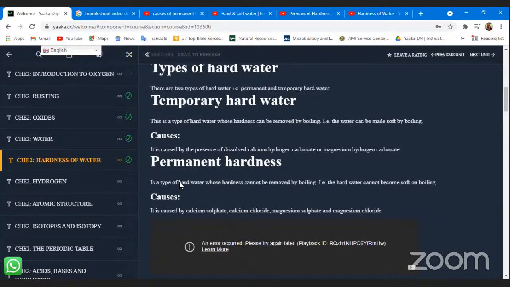And permanent hardness is a type of hard water whose hardness cannot be removed by boiling. The hard water cannot become soft on boiling. So therefore it is permanently hard. Even if you boil it a million times, it won't become soft water. It is caused by calcium sulfate, calcium chloride, magnesium sulfate, or magnesium chloride. So these are the compounds that make permanent hard water. Once these are dissolved in water, water becomes permanently hard. There's nothing you can do about it to make it soft. So that is very, very key to remember.